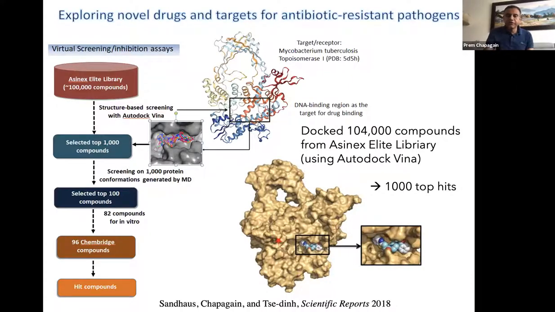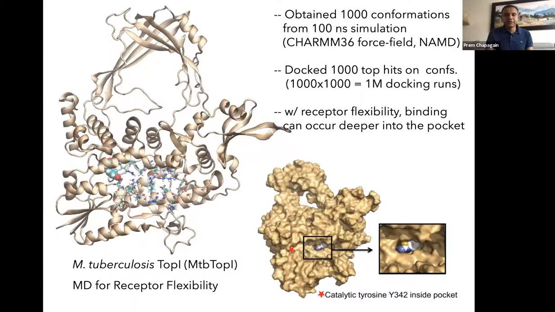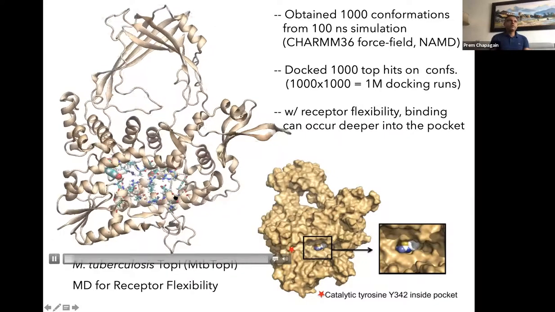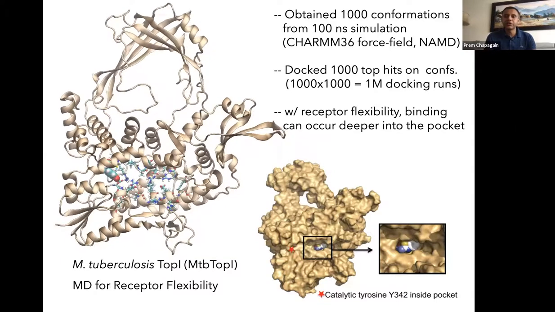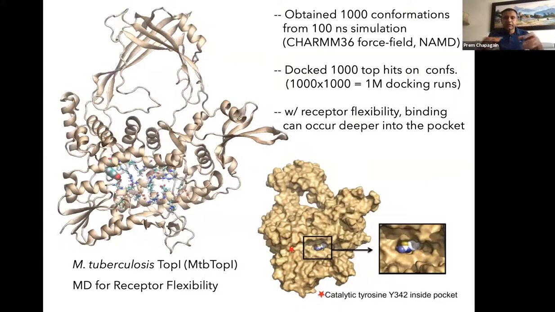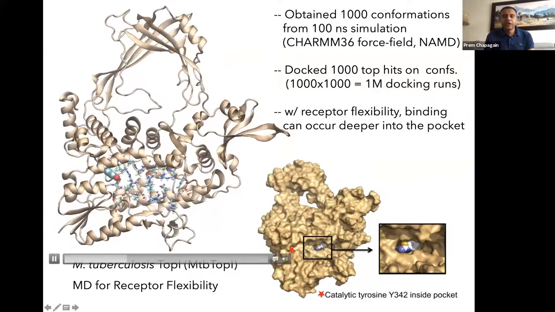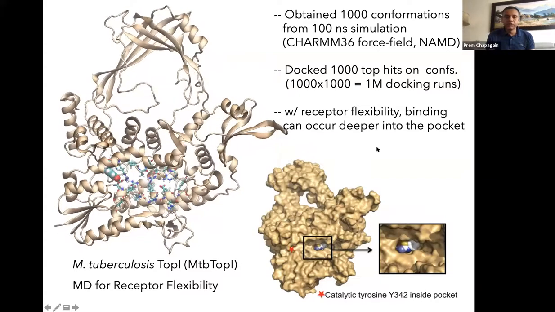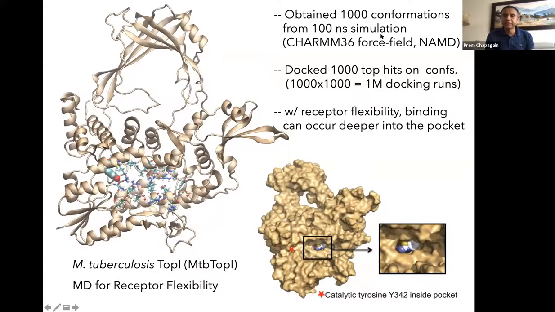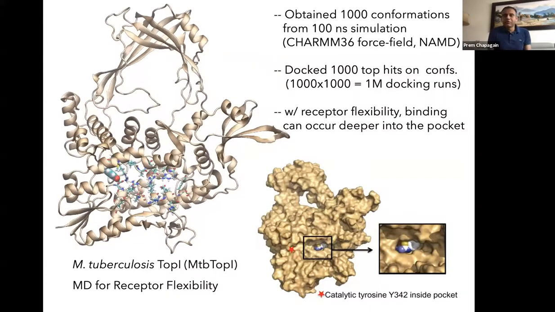But for these 1,000 compounds, we did redocking on multiple conformations of the topoisomerase, because these side chains right here in the cavity or the active site may actually move. There are ways to do flexible docking, but side chain rotation alone may not really give you the exact nature of the cavity. The protein itself actually breathes, so that's why it's better to generate these conformations with molecular dynamics and then do the docking on multiple structures. So we generated a lot of conformations from 100 nanoseconds of simulation, and we used the regular methods. I mean, these can be any other. You can use Amber force field or GROMOS and so on.